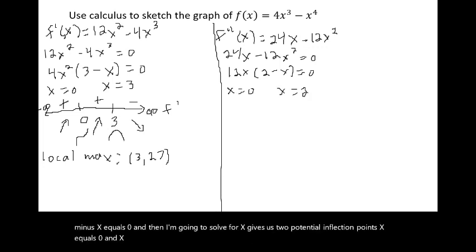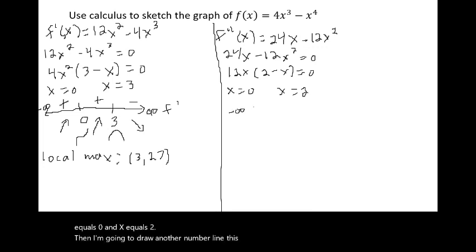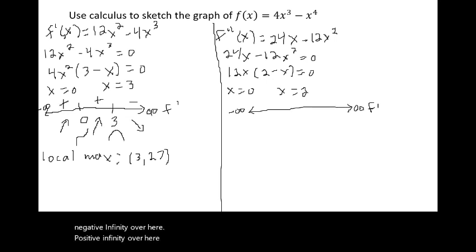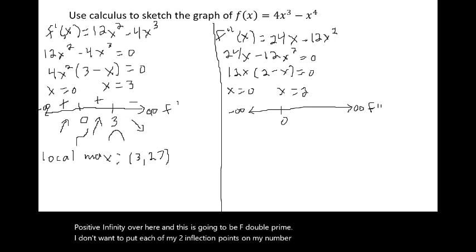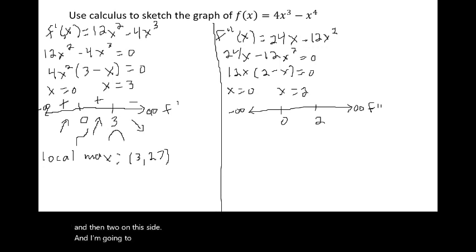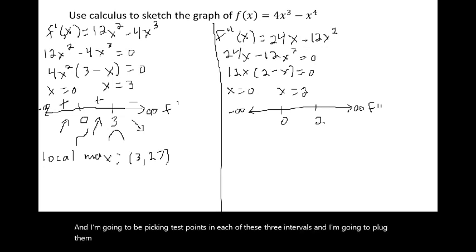Then I'm going to draw another number line, this time to represent the second derivative, so negative infinity over here, positive infinity over here, and this is going to be f double prime. And I'm going to put each of my 2 inflection points on my number line. So I have 0 on this side and then 2 on this side. And I'm going to be picking test points in each of these 3 intervals, and I'm going to plug them into the second derivative to figure out where the function is concave up and concave down.